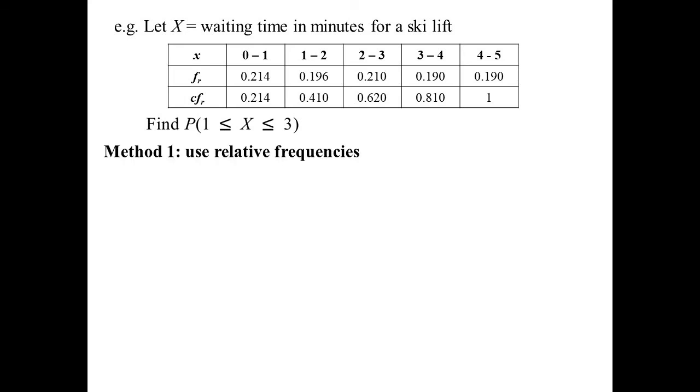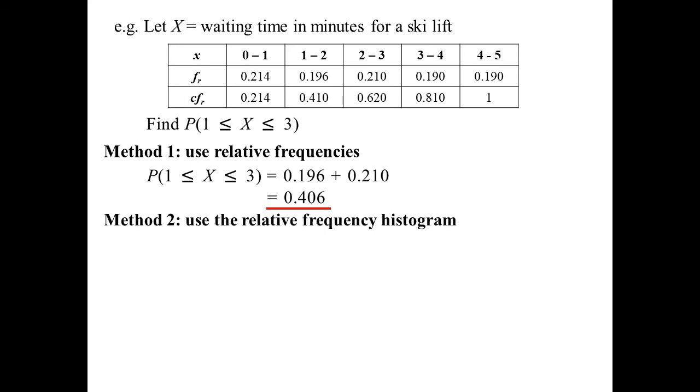So I could just look at the relative frequencies and say, well, if I want to go in between 1 and 3, it's going to be 0.196 plus 0.210. I get 0.406 is the answer. Another way I could do it is to use our graph.